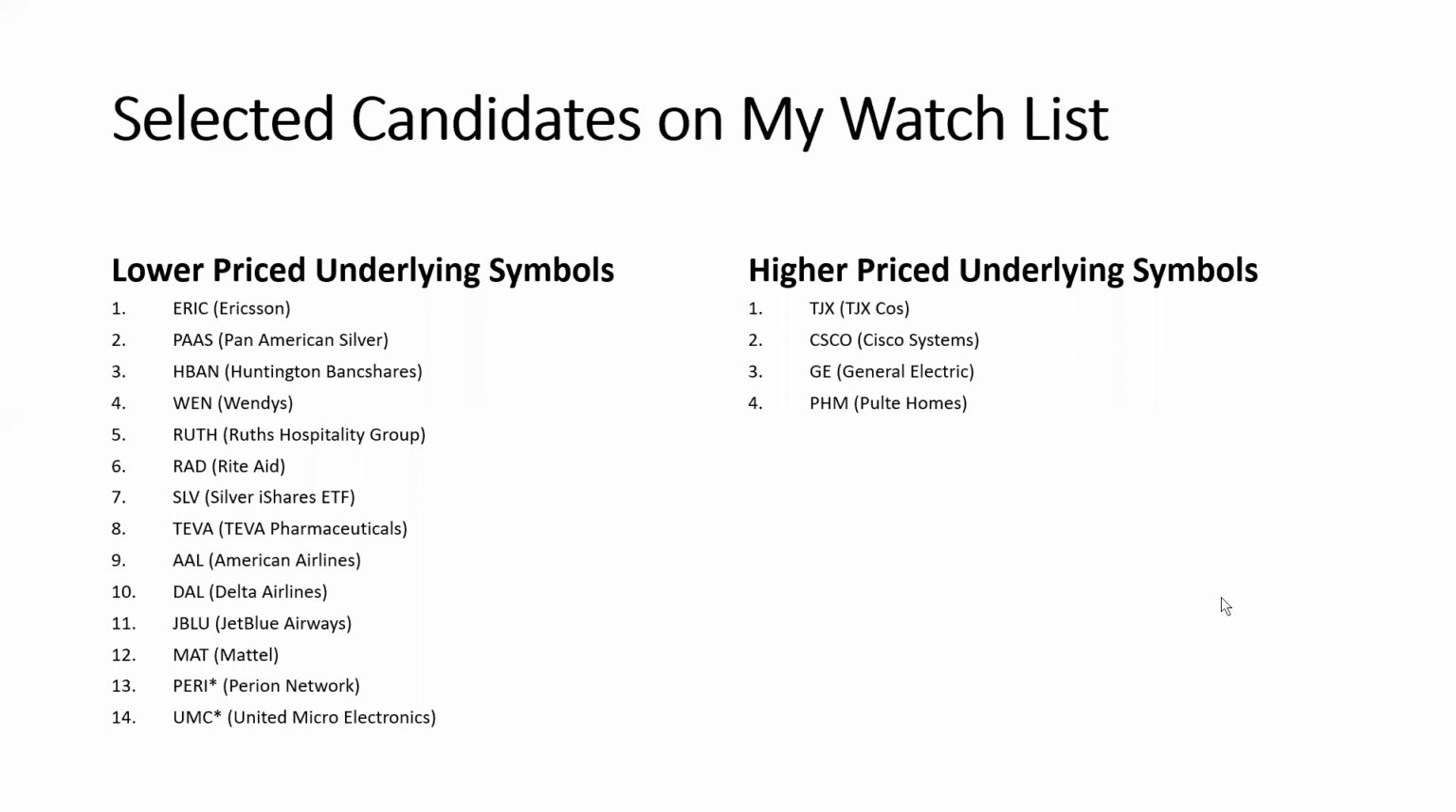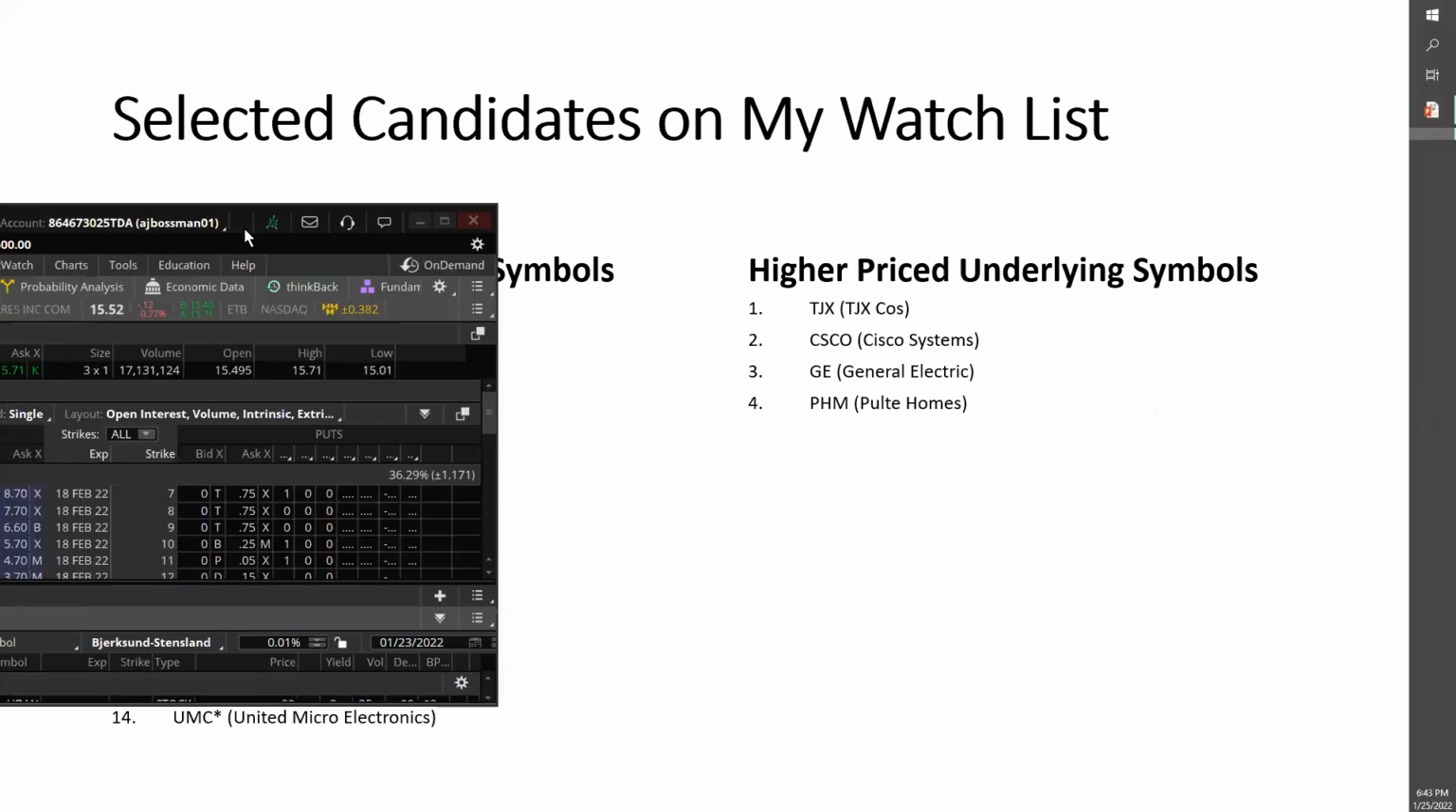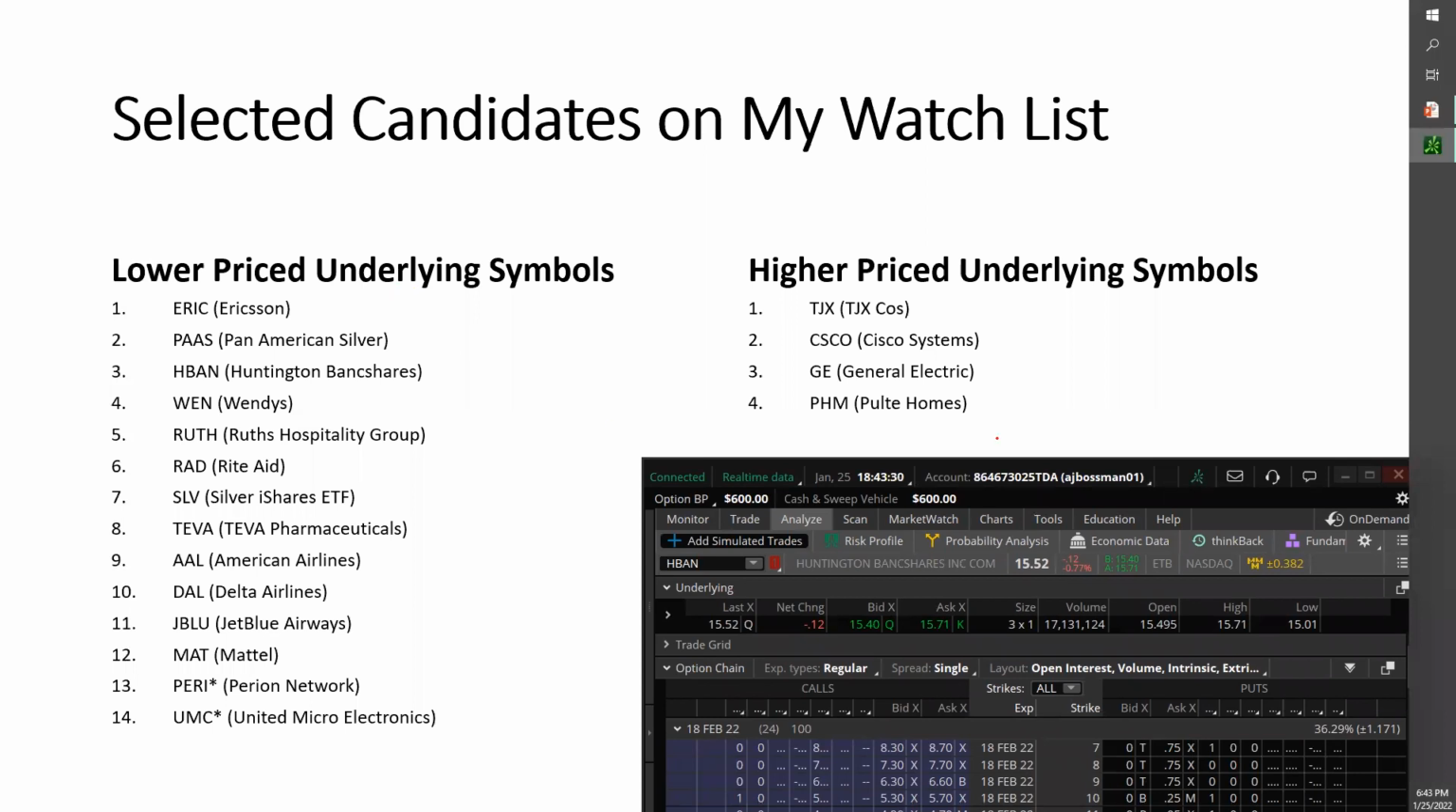Here we are. So let's take a look at some of these symbols, and let's just click through a few of them. And I want you to write them down. Lower price symbols. A lot of us have smaller portfolios, so lower price symbols are going to be where it's at. Ericsson, Pan American Silver, Huntington Bank Shares, Wendy's, Ruth's Hospitality Group. Some of you might like Ruth's Steakhouse, Rite Aid, the Silver ETF, Teva Pharmaceuticals, American Airlines, Delta Airlines, JetBlue Airways, Mattel, the toy company, Perion Networks, and United Microelectronics.